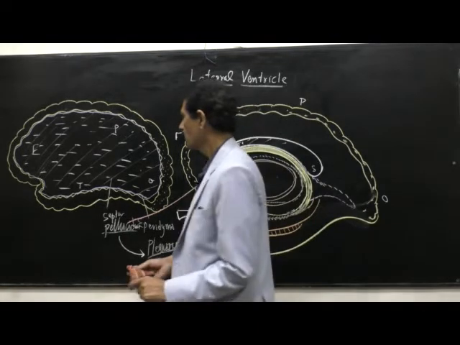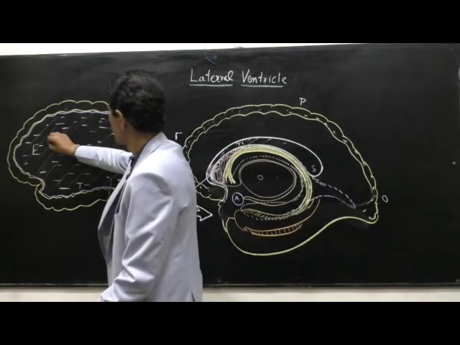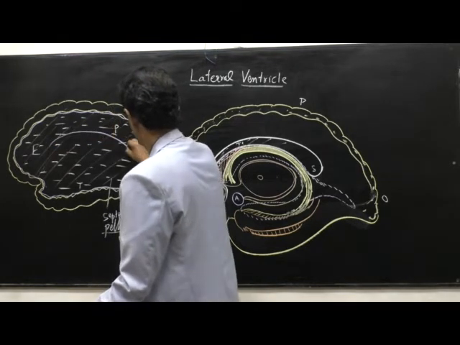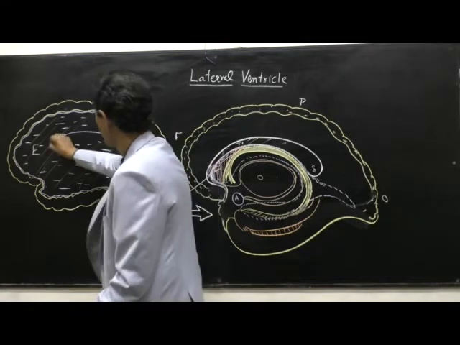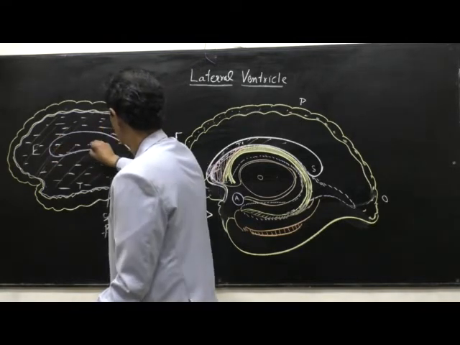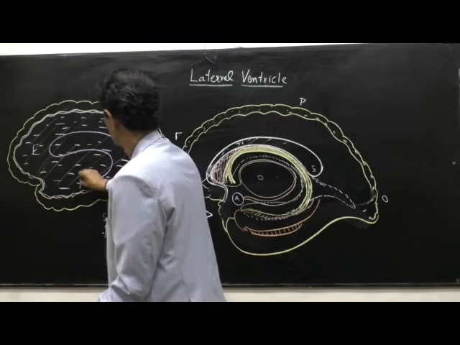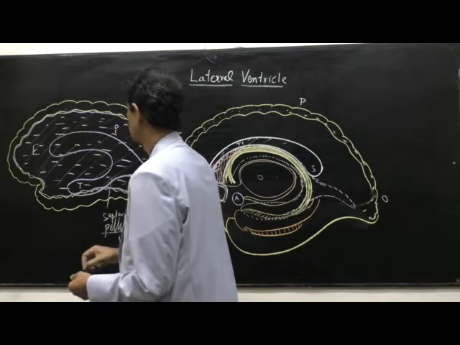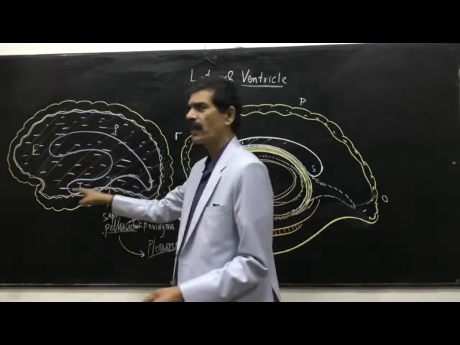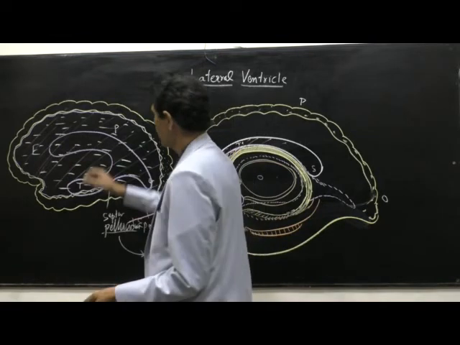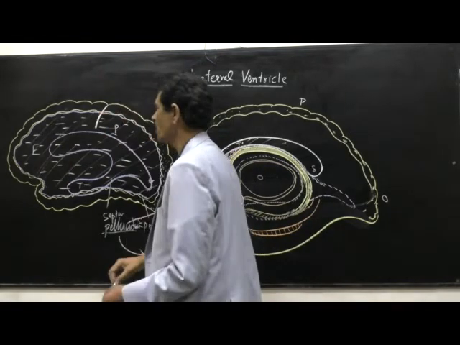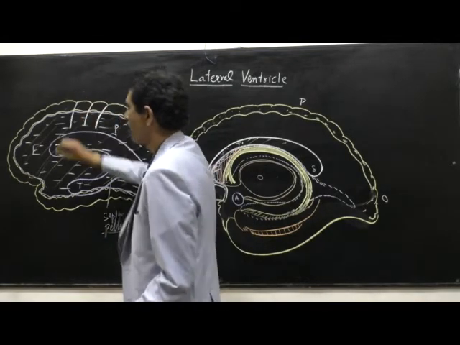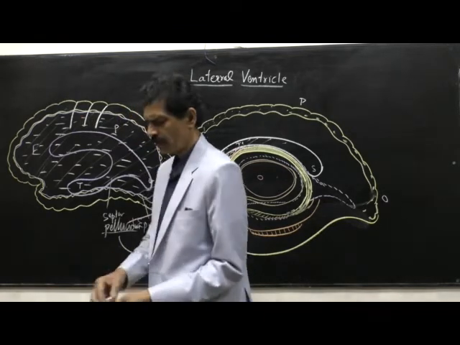Or we can make this large size of the lateral ventricle after the development assume this shape. So it resembles the alphabetical S. And according to its position in different parts, we name it.